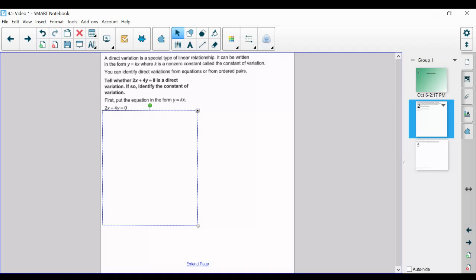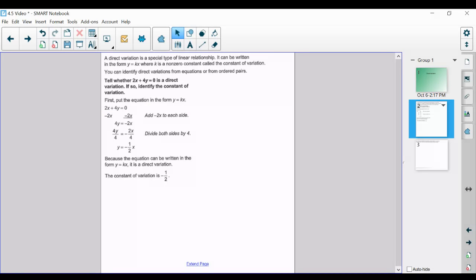Now that we're in this form of direct variation, y equals kx, k has to be negative 1/2. That constant of variation has to be negative 1/2, because now we have a coefficient of x, that constant of variation, and it has a value of negative 1/2. Awesome. So that's how we look from an equation, right? If we're given y equals kx, then we can just identify it. But sometimes we have to manipulate our equations to get them into the form of direct variation.